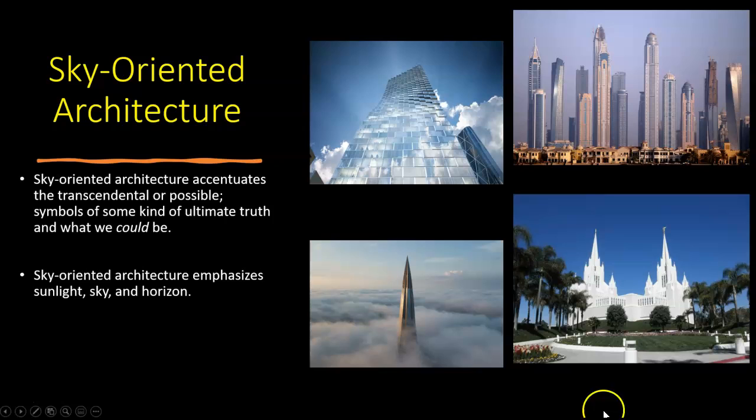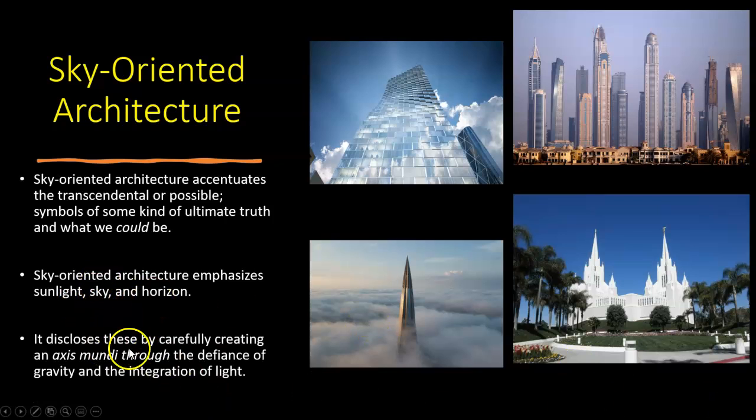Sky-oriented architecture emphasizes sunlight, sky, and horizon, and it helps to disclose these by carefully creating what's known as an axis mundi, or the axis of the world, through the defiance of gravity and the integration of light. So there's a bunch of examples, and this is the Mormon temple right up there in La Jolla.